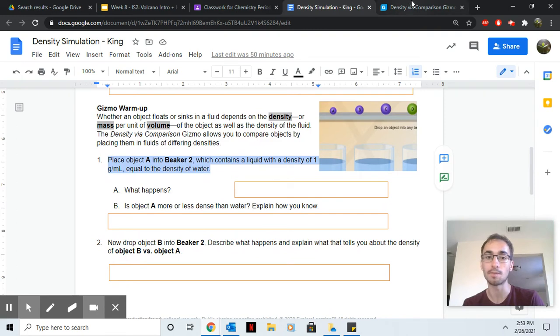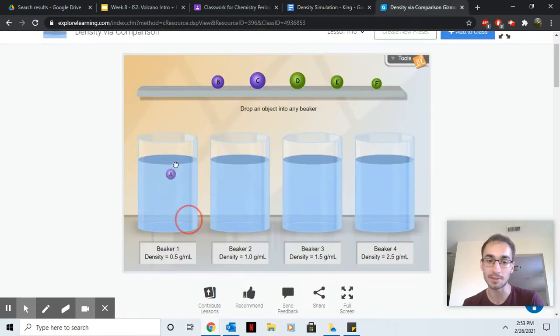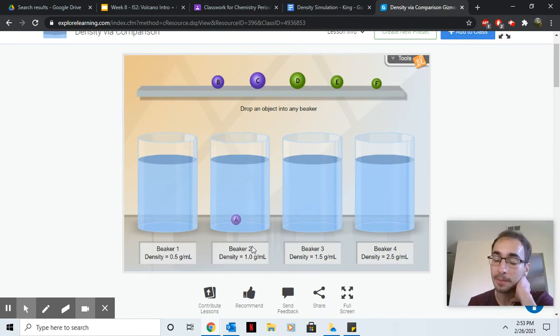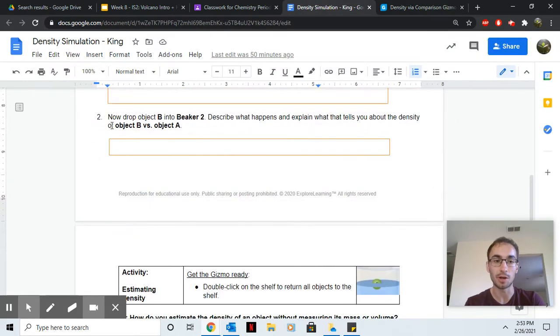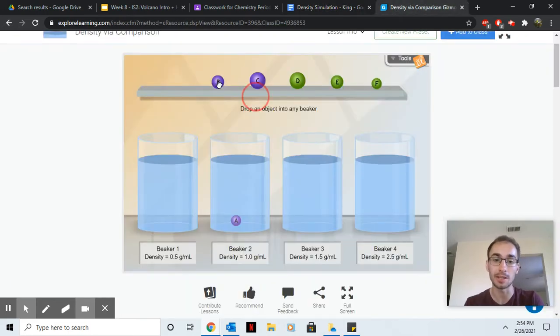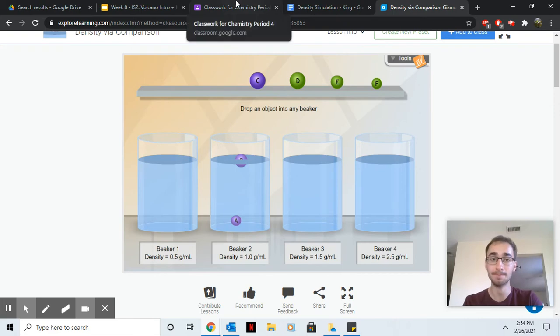on 1 and 2. So number 1 asks you to put the A in beaker 2. What happened, and is A more dense or less dense than beaker 2? Next one, drop object B into beaker 2. Describe what happens and explain what that tells you about the density of object B versus object A. So I'm going to put B in beaker 2. Okay, so B is floating, A is sinking. So what happened to B, and which one is more dense, A or B?